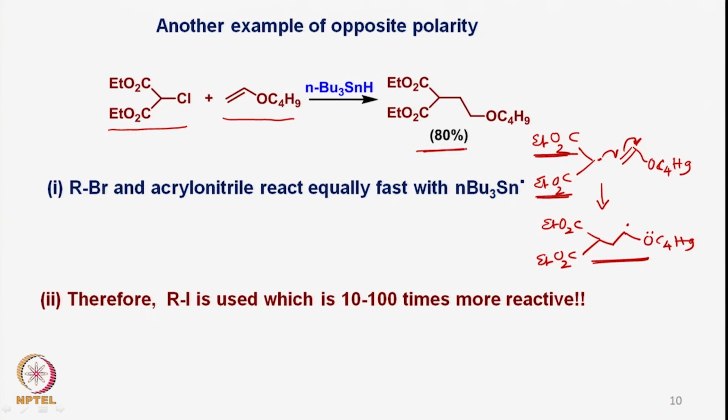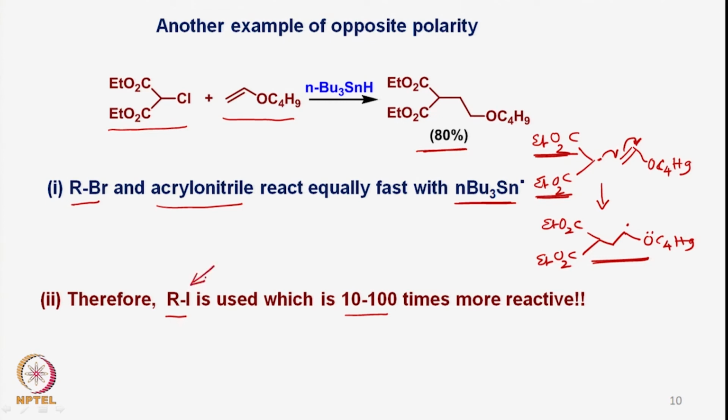It is also found that the carbon-bromine bond of the original starting material RBr and, say, acrylonitrile react equally fast with tributyltin radical. But then what is found is that RI reacts 10 to 100 times more than the RBr, and therefore many a time the possibility of using RI is explored.